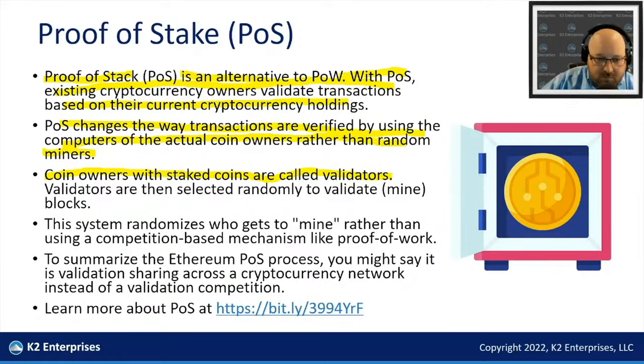And in exchange for that, you'll get interest payments, or in this case, a mining reward for doing that. Then the validator is selected randomly to validate or mine those blocks. The system randomizes who gets this, and instead of being competition based like proof of work, it's randomized in this way. It's a more fair process, in my opinion, and it requires significantly less energy, because ultimately it requires less validation than what you'll see in proof of work.